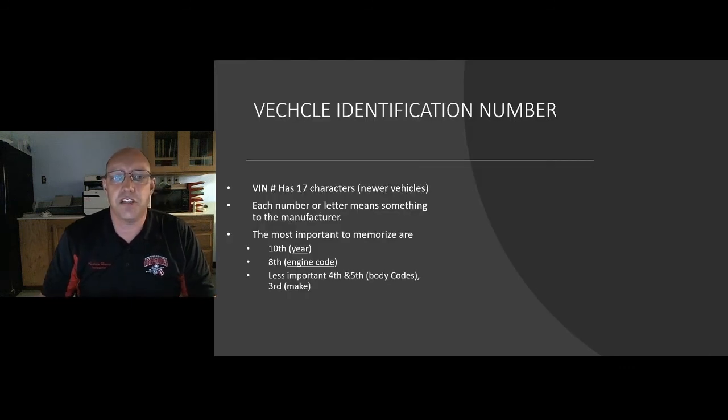Vehicle identification number. The VIN has 17 characters on newer vehicles. Each number or letter means something to the manufacturer. The most important to memorize are the 10th digit and the 8th digit. The 10th digit is the year of the vehicle. The 8th digit is the engine code of the vehicle. Less important are the 4th and 5th digits, which are the body codes, and the 3rd, which is the make of the vehicle.